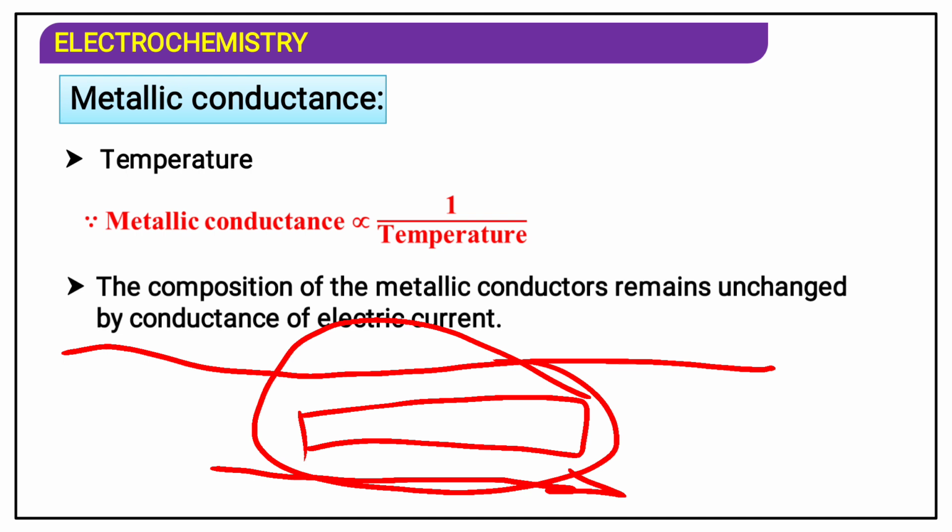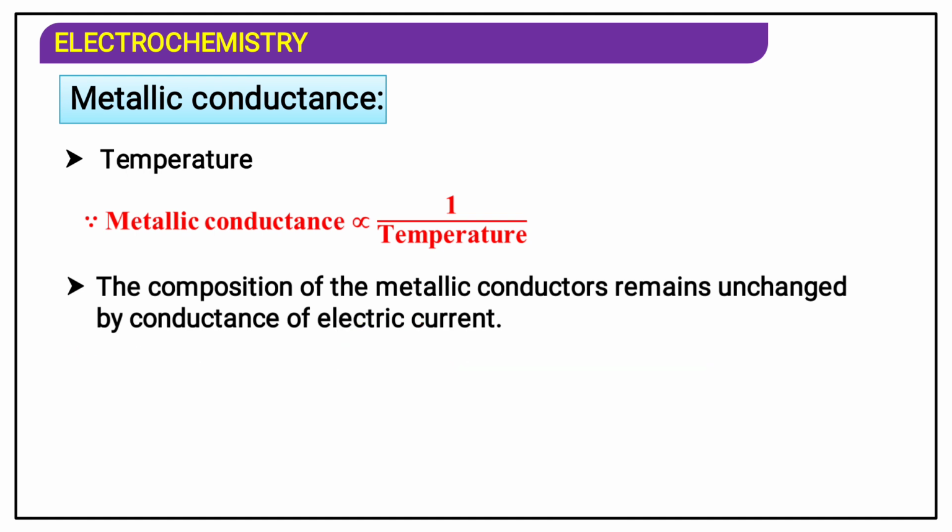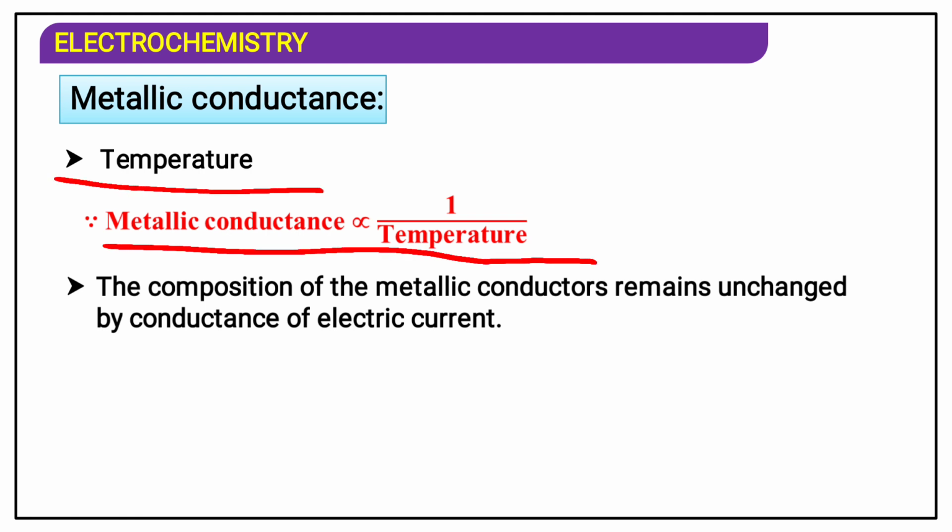Means before conducting and after conducting also, the composition of that metal becomes fixed, there is no change. Okay, so the four factors which are very important to metallic conductance: the first one is temperature. Temperature is inversely proportional to metallic conductance. This means that if you increase the temperature, there is a decrease in metallic conductance.